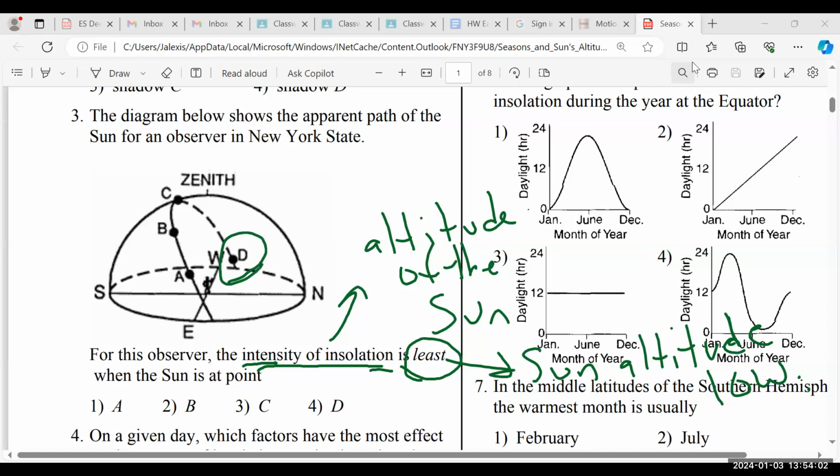All right. When the sun's altitude is low, the intensity of the insolation is very small. So that's something to keep in mind. Once again, the intensity of insolation has a direct relationship with the altitude of the sun.